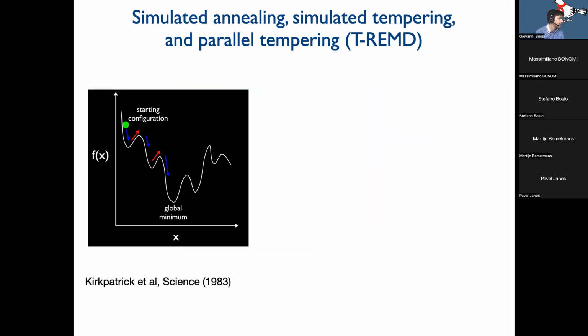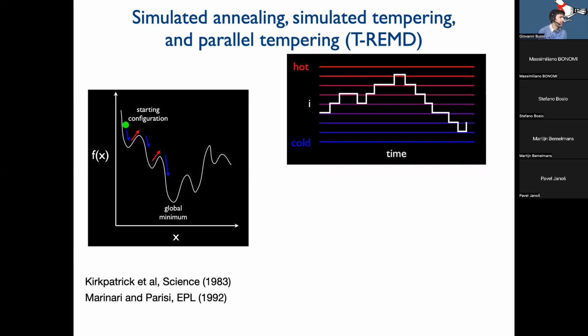The idea is to simulate at a given temperature and then decrease the temperature during the simulation. Instead of directly minimizing to the closest local minimum, you run at a finite temperature, which means that you are able to overcome barriers, and then you decrease this temperature as the simulation proceeds. If you decrease the temperature slowly enough, this can be shown to lead you to the global minimum. So this is a very popular minimization scheme.